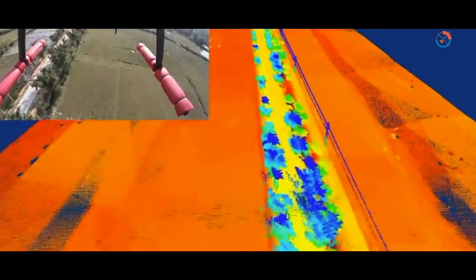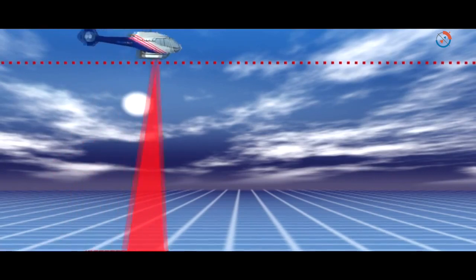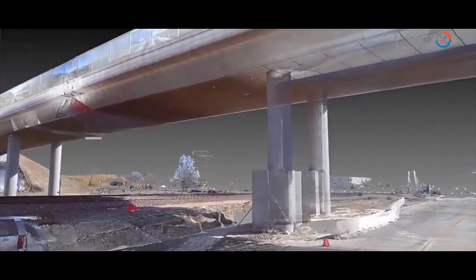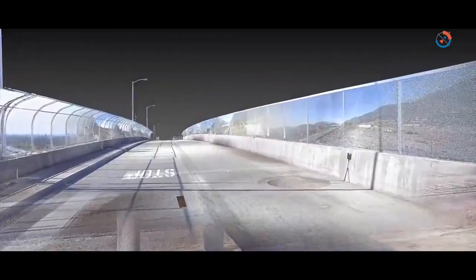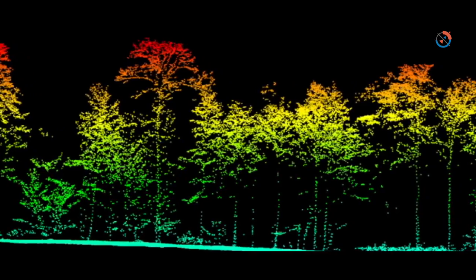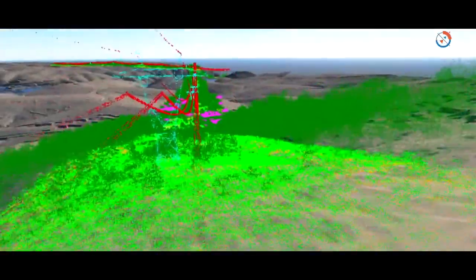Lidar is used for wide area mapping, coastal changes, floodplain mapping, and for engineering applications like for mapping bridges and roads. Lidar system allows us to examine both natural and man-made environments with accuracy, precision, and flexibility.